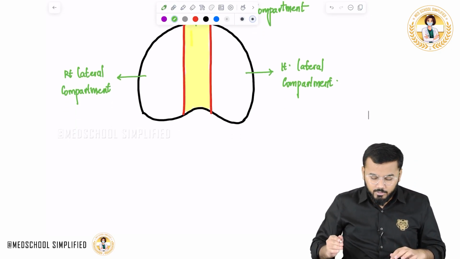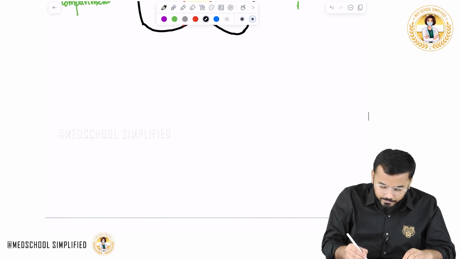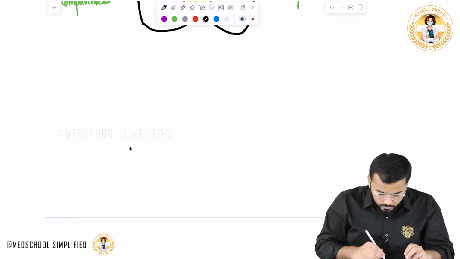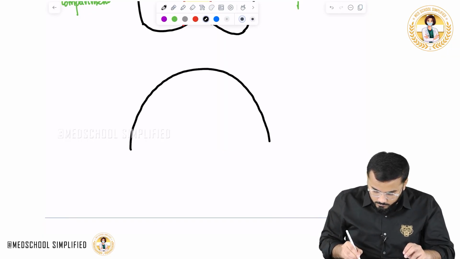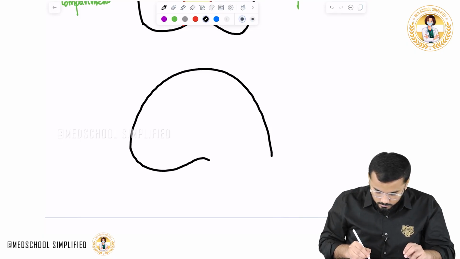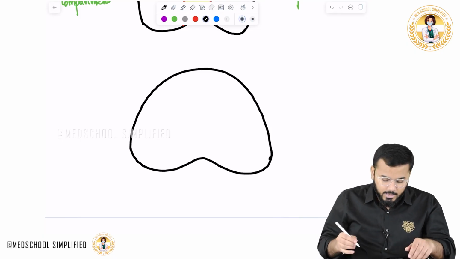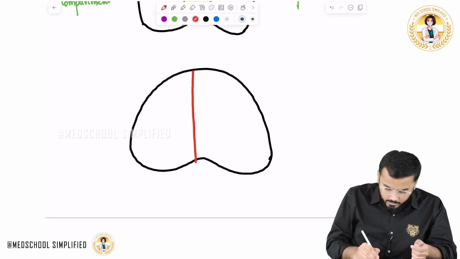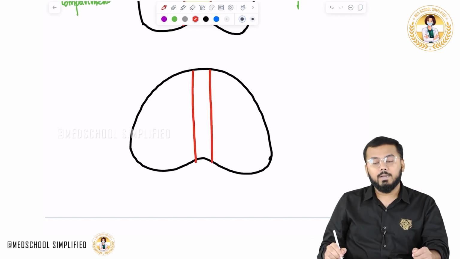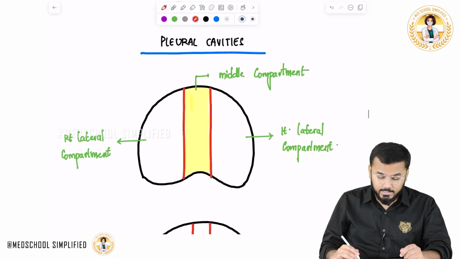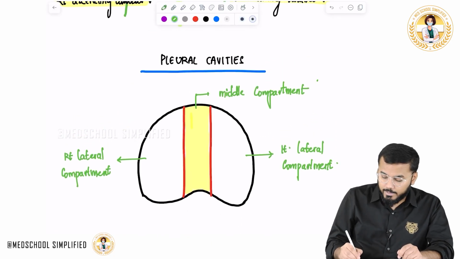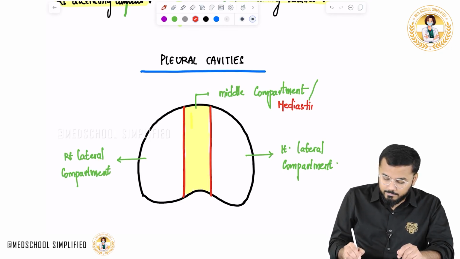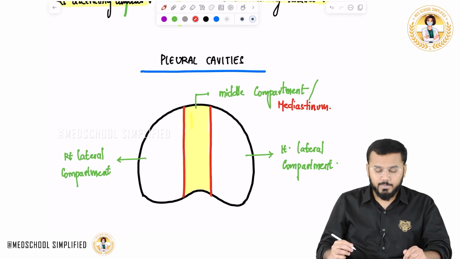So in the right lateral you have the right lung, in the left lateral you have the left lung. Let us draw this picture once again and explain where these lungs are located and what the pleura are over here. This is the surface, and as I have already told you, in the middle you have the middle compartment. The middle compartment is also called the mediastinum.